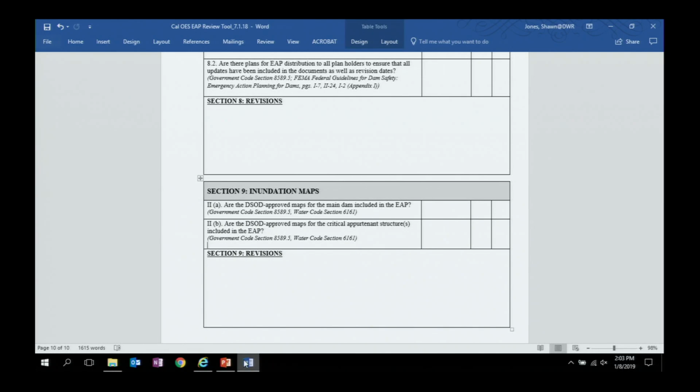And the last section goes into inundation maps. And again, we're making sure that we have an approval from DSOD that their inundation map has been approved. And we want to make sure that it is the approved map that you have included in your plan. So we will be checking with you to make sure that after we receive that letter from DSOD that there was an approval, that you have submitted the actual approved map in there.